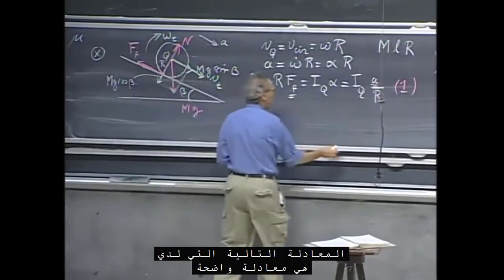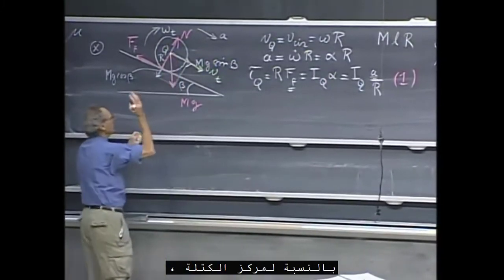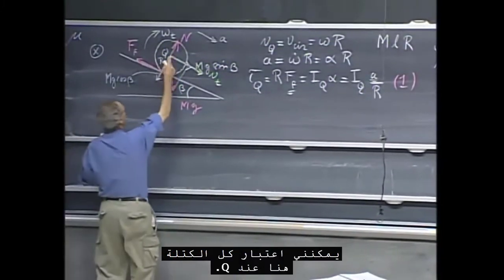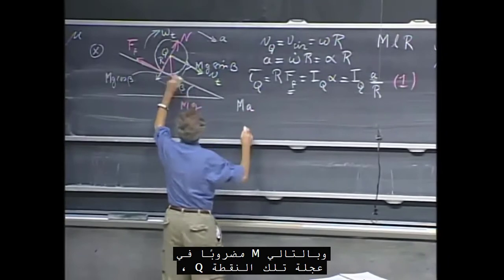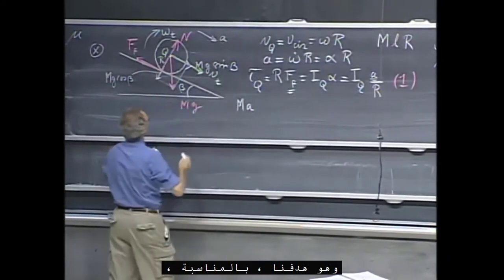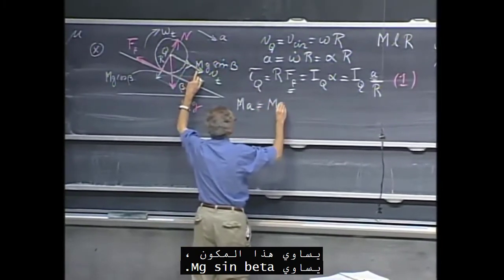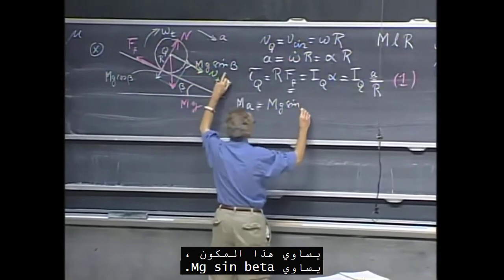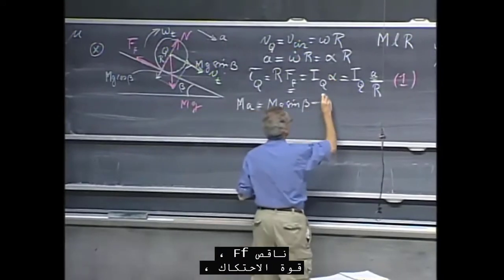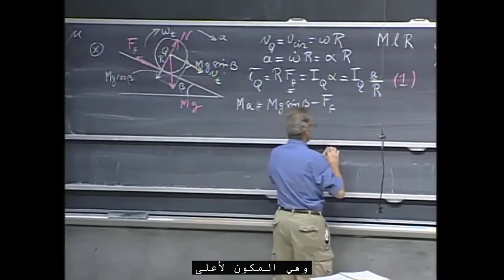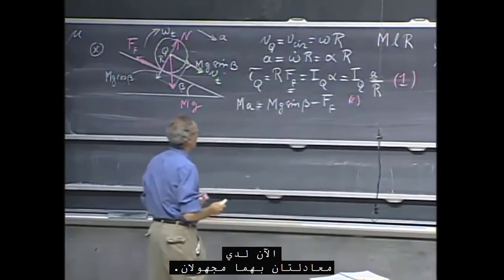The next equation that I have is an obvious one, that is Newton's second law, F equals ma. For the center of mass, I can consider all the mass right here at Q. We must have F equals ma. And so m times the acceleration of that point Q, which is our goal, by the way, equals mg sine beta. That is the component downhill, and minus ff, the frictional force, which is the component uphill. And this is my equation number 2. Now I have two equations with two unknowns. So I can solve now.